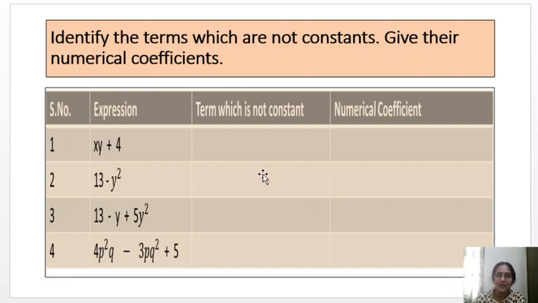Now you have to identify the terms which are not constant. The question is given like that. You have to identify the terms which are not constant.